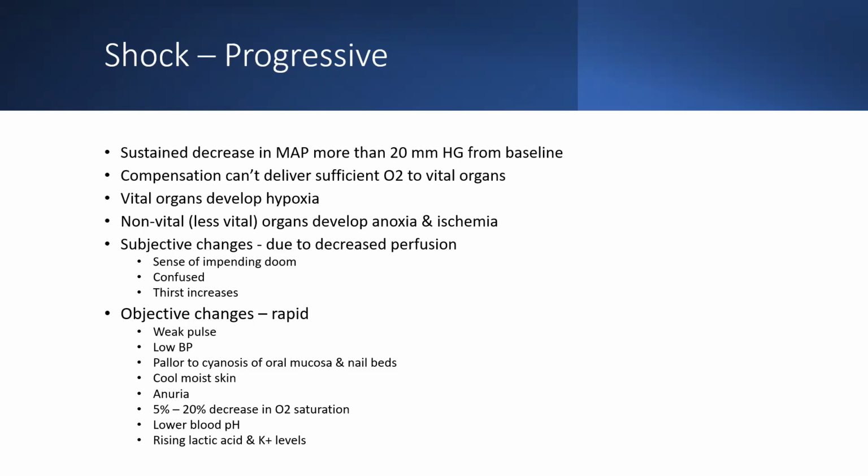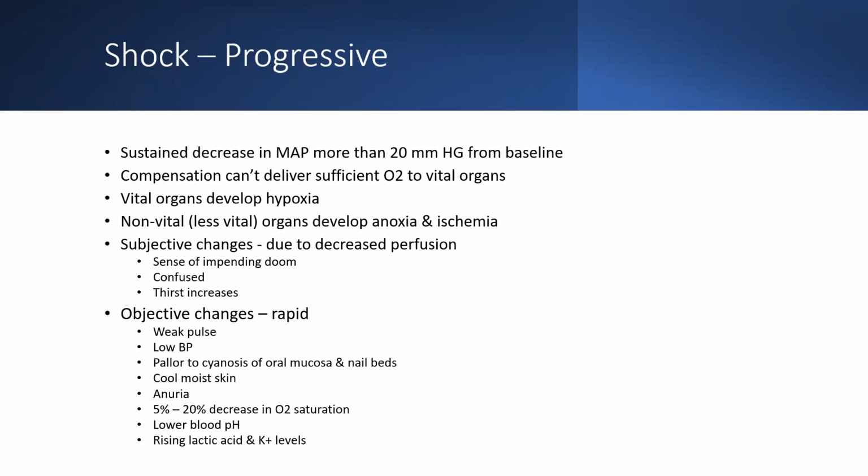We have the production of anaerobic metabolism, okay? Those non-vital organs, the less vital, the skin and muscles, develop anoxia and ischemia. So, lack of oxygen and ultimately tissue death. Subjective changes: due to decreased perfusion, the patient can have a sense of impending doom. They feel like something bad's going to happen. They start to get confused, right? Lack of oxygen delivery, lack of perfusion to the brain, and their thirst increases even more.